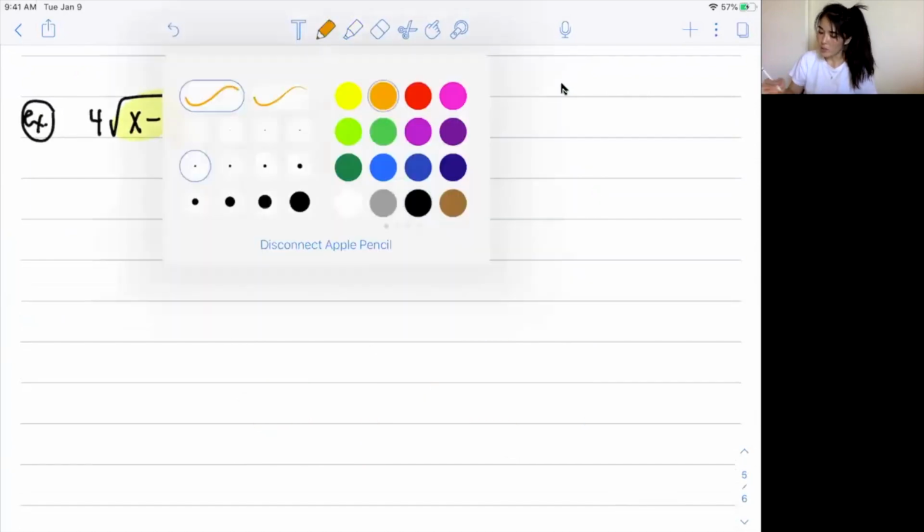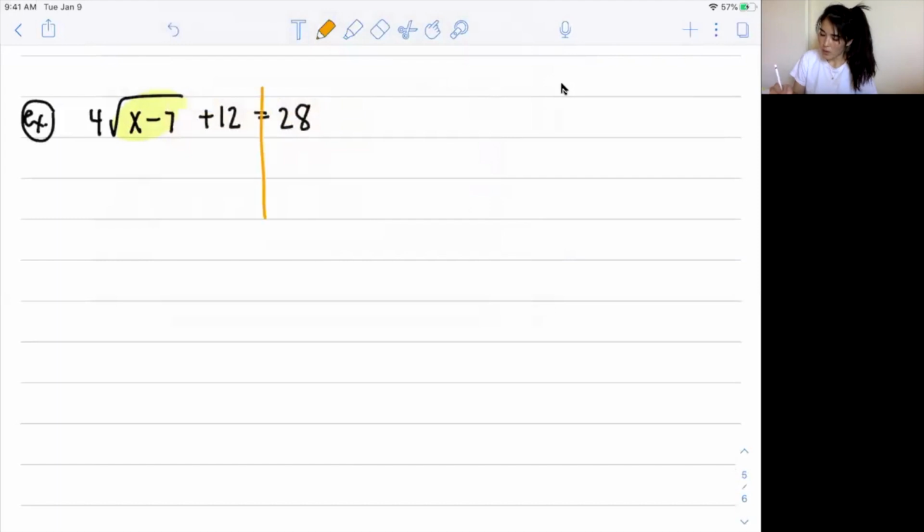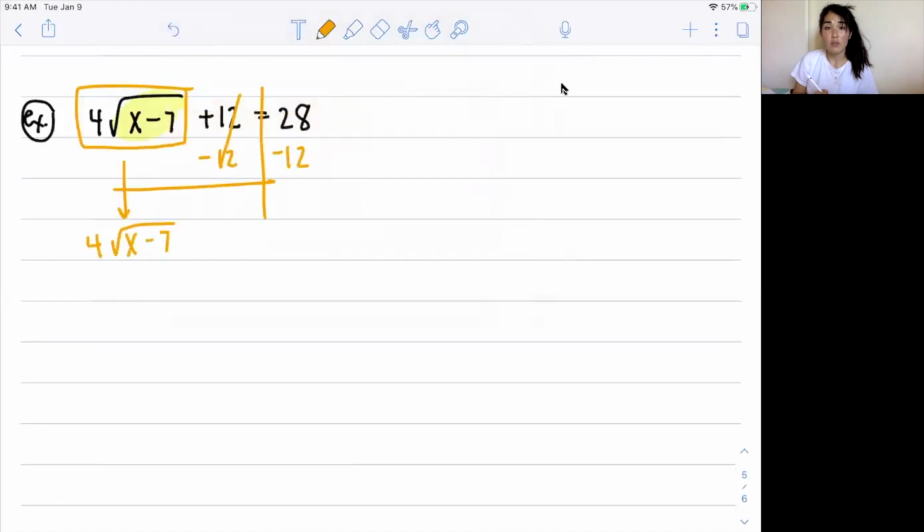All right, so same idea here. We are trying to get x out of that square root jail. So we need to isolate that term first. So the first thing you're going to do here is move that 12. And again, we're going to do the opposite, so we're going to subtract 12 from both sides. All right, I'm going to bring this whole term down. So 4 times the square root of x minus 7. And again, be careful. That whole x minus 7 is underneath the square root sign. It is going to be equal to 16.